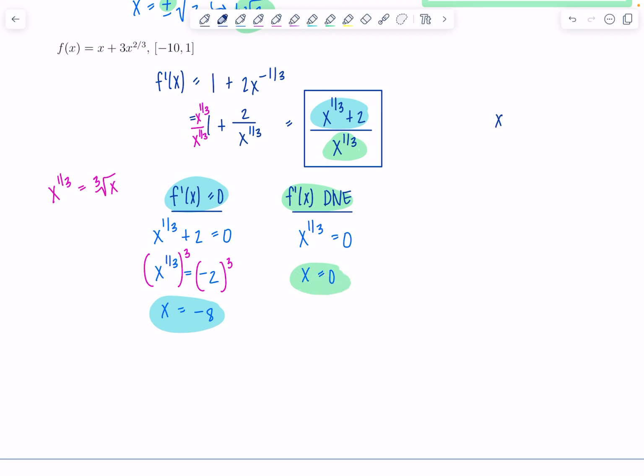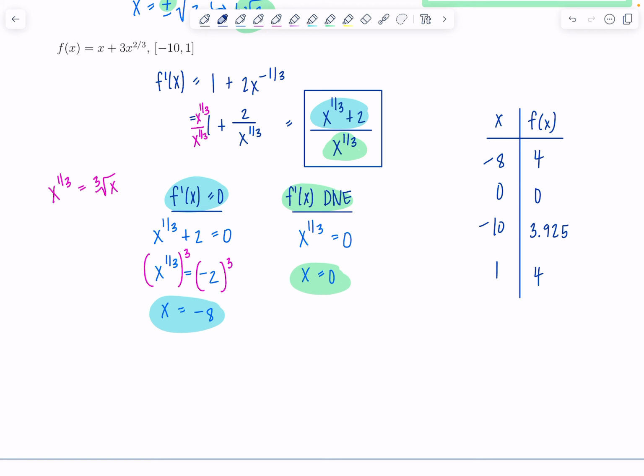So f of x, remember, always plug it into the original function. And then we've got negative 8, 0, negative 10, and 1. Cool. And these come out to 4, 0, 3.925 approximately, and 4.